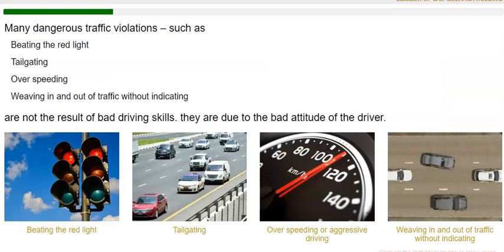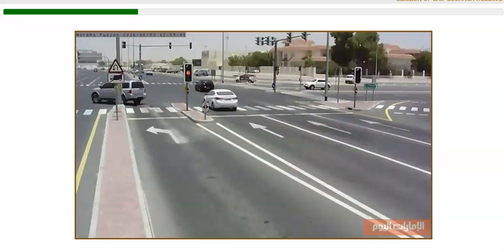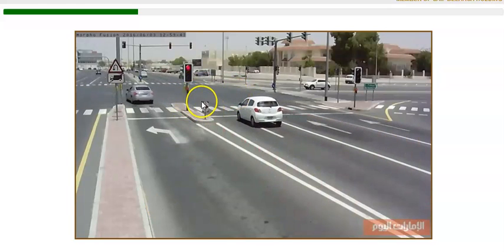Many dangerous traffic violations, such as beating the red light, tailgating, overspeeding, weaving in and out of traffic without indication, are not a result of bad driving skills, but they are due to the bad attitude of the driver. Let's see in this video. The driver is crossing the red light signal.